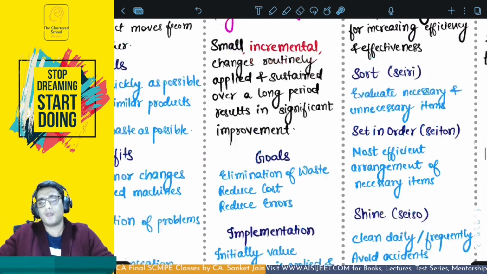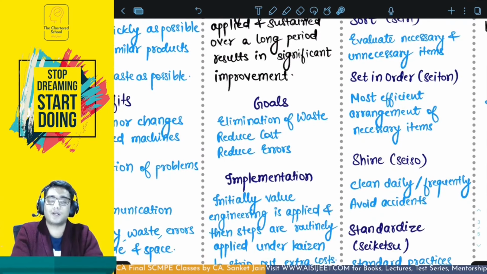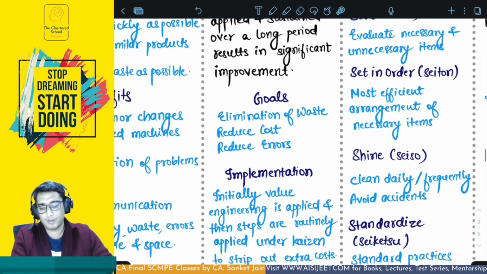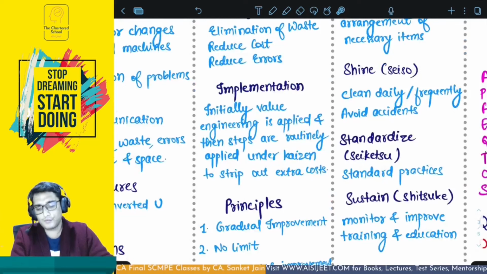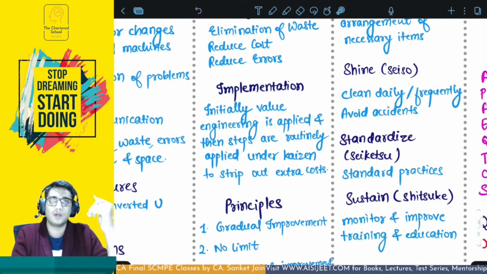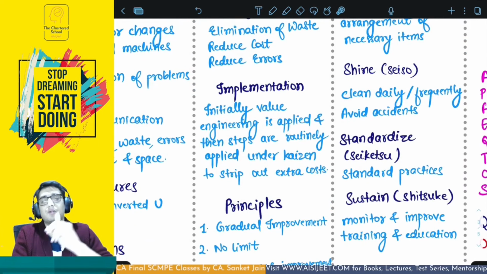All right. Now the goal of Kaizen costing is to eliminate any kind of waste, to also reduce the cost and to reduce errors. How can you implement it? First of all, value engineering is applied. This is studied in chapter number 4. Target costing is the topic under which you basically try to understand what is value analysis and what is value engineering. So let me tell you what is value engineering.